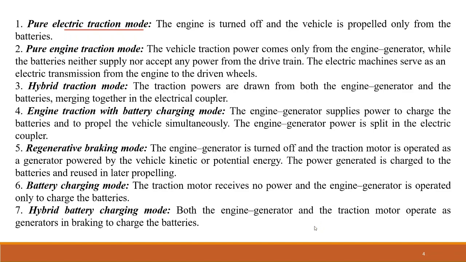So these are basically the seven modes of operation, that is the pure electric traction mode, the pure engine traction mode, the hybrid traction mode, the engine traction with battery charging, regenerative braking mode, the pure battery charging mode, and the hybrid battery charging mode. So these are the seven modes of operation that the series hybrid drivetrain can work with, and which mode of operation we will choose will be basically controlled by the driver who is driving the vehicle, and the signal is produced or transmitted through the motor controller. So this is one of the important topics of the working modes of a series hybrid drivetrain and its detailed operating conditions.